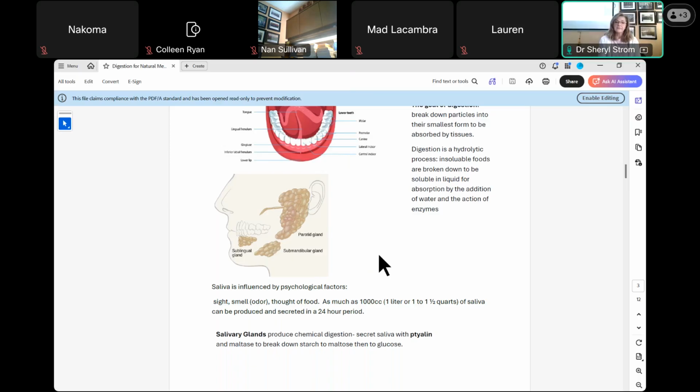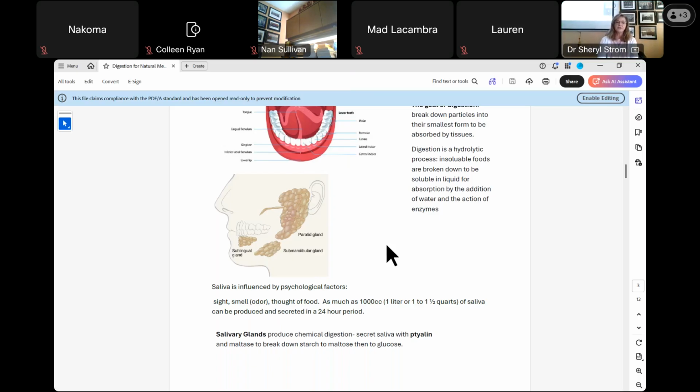So the salivary glands secrete saliva called ptyalin. The P is silent. Secret right there, know that. Ptyalin, P-T-Y-A-L-I-N, and maltase, to break down starch to maltose, then to glucose. Okay?